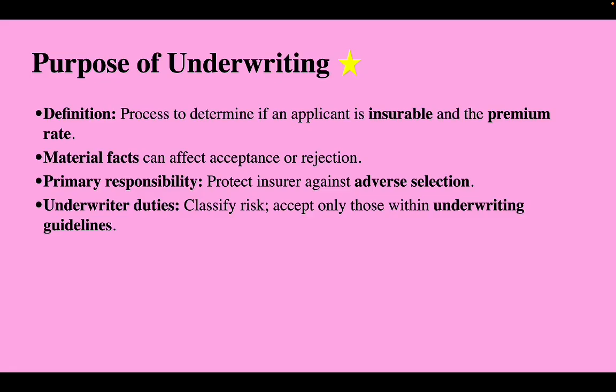Purpose of underwriting. Underwriting is the process used to determine if an applicant is insurable and what premium rate should apply. It is critical because material facts about the applicant can influence whether the insurer accepts or rejects the application. The primary goal of underwriting is to protect the insurer against adverse selection, which occurs when individuals with higher than average risk are more likely to apply for coverage. Underwriters classify risks carefully and only accept those that fall within the insurer's guidelines.